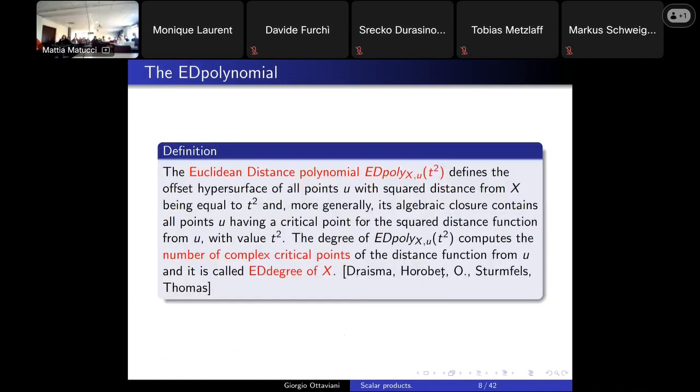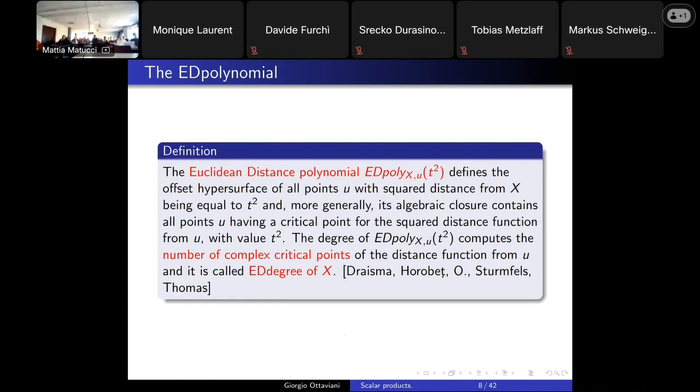Now, what is the Euclidean distance polynomial? You start from x, one of the black curve before. You start from a variable u, and this is a polynomial in t square, which defines the offset hypersurface of all the points u such that the distance is t. So algebraically, you pose the square distance equal to t square. This square means that you have inward and outward as before.